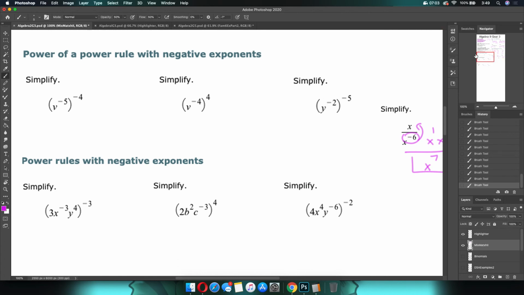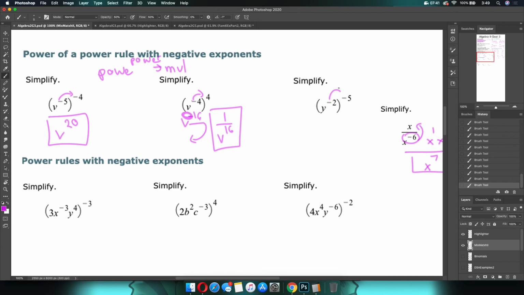Next up, power of a power. This is one of the rare ones where I actually want you to do your multiplication first. So negative 5 times negative 4 is positive 20. Because again, power times a power: if you have a power to a power, that means you're going to be multiplying. So this is negative 4 times 4, so that's v to the negative 16. We're going to take that negative and flip it underneath: 1 over v to the 16.